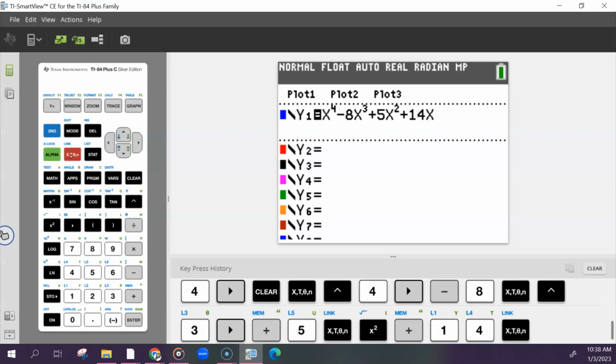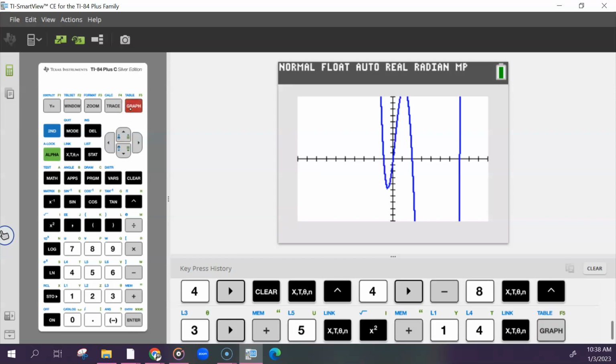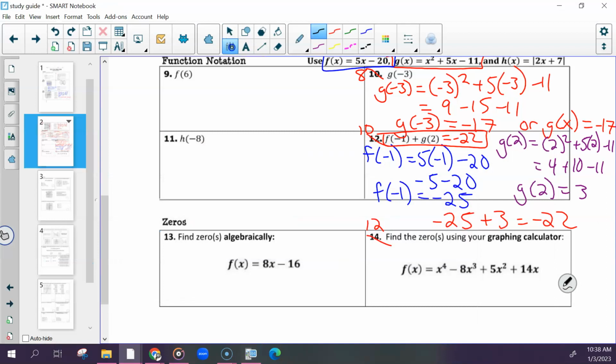Once you have that in your calculator, go ahead and hit graph. And it's going to show you some function. We are looking for the zeros, so your x-intercepts. If it's really easy to see what they are, then you don't need to do anything. Just look at where does it cross the x-axis. It would be at -1, 0, 2, and 7. And then you would write those down.